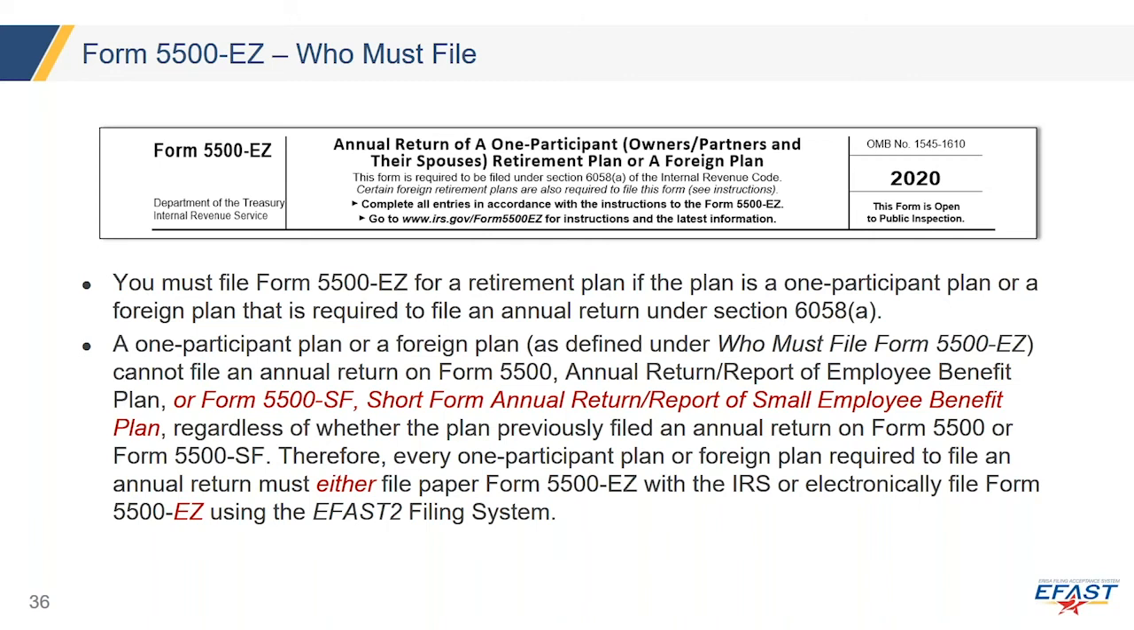For these plans, the plan sponsor should be either a domestic employer or a foreign employer that has income derived from sources within the United States, and the contributions to the plan are deducted on the U.S. income tax return. So we just tell you who must file. At this point, it is just for a one-participant plan and a foreign plan.